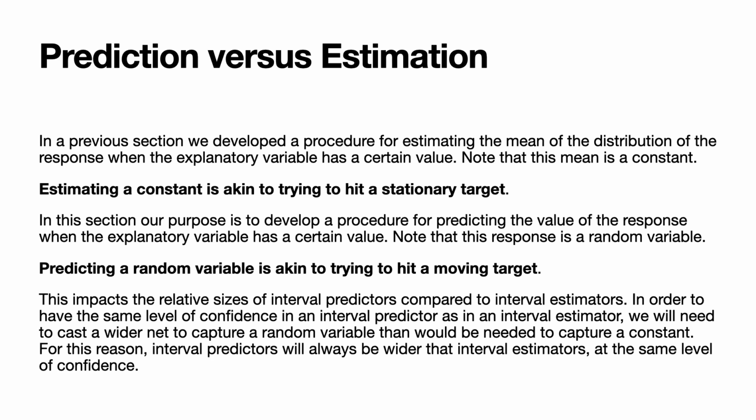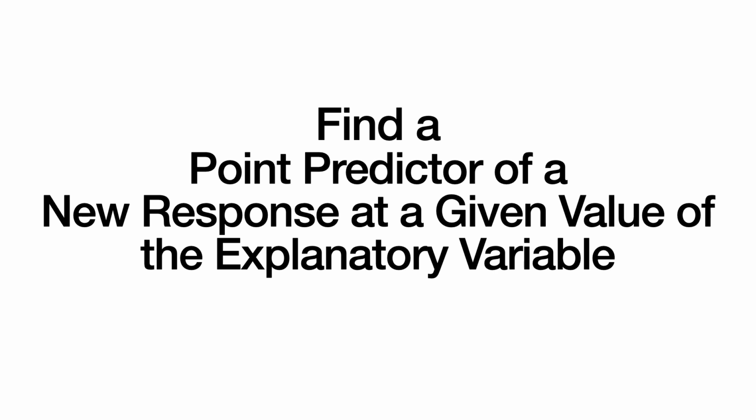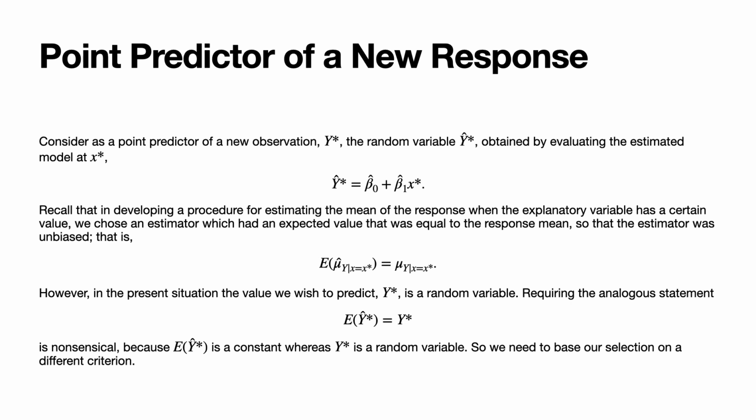Next, let's find a point predictor of a new response at a given value of the explanatory variable. Consider as a point predictor of a new observation, which again is denoted y star, the random variable y hat star, which is obtained by evaluating the estimated model at x star, so that y hat star is equal to beta 0 hat plus beta 1 hat times x star.